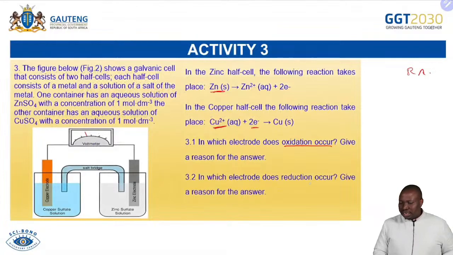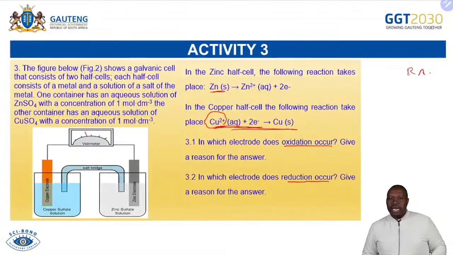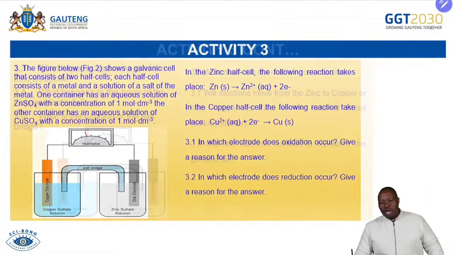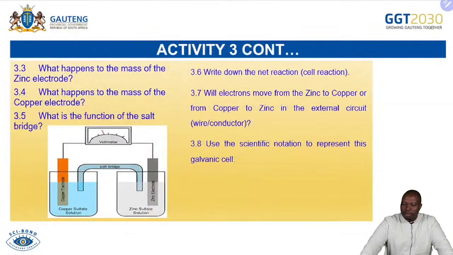In which electrode does the reduction occur? And then you know that reduction is gaining of electrons. You see that is in the copper half cell. The reason is that copper 2 plus is a stronger oxidizing agent than zinc 2 plus. So those always help you, and you can answer all the questions that you come across.